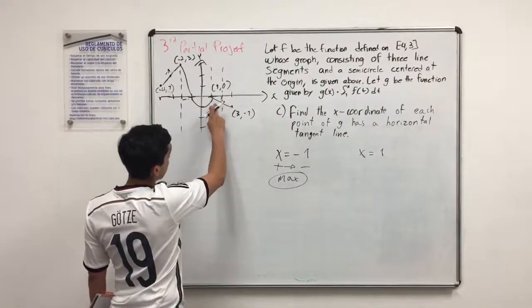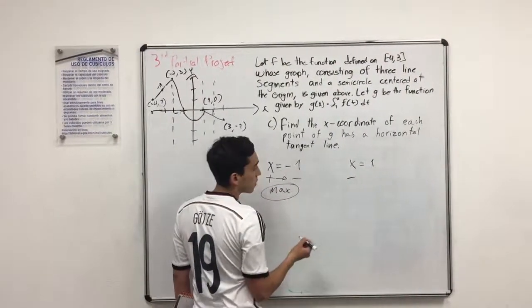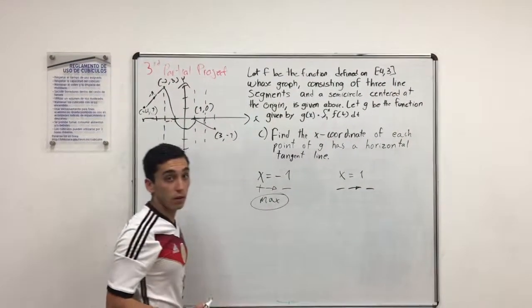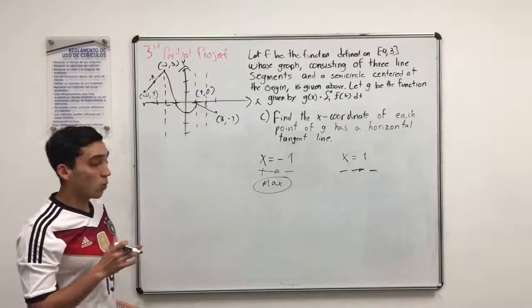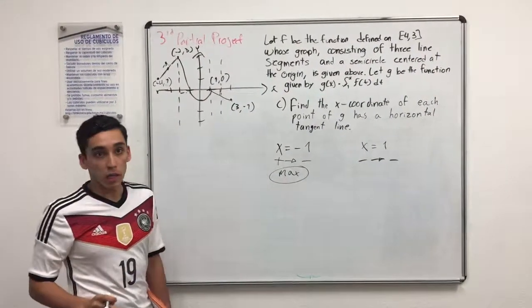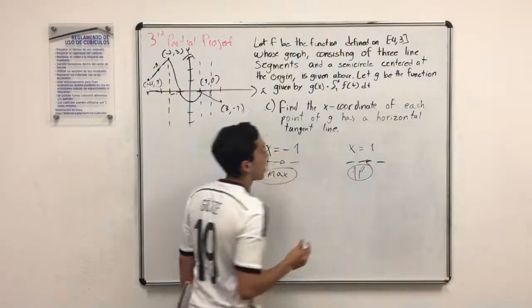And at x equals 1, the graph of f goes from negative to negative. This means g only has an inflection point at that value. It is just an inflection point. It is neither a maximum nor a minimum.